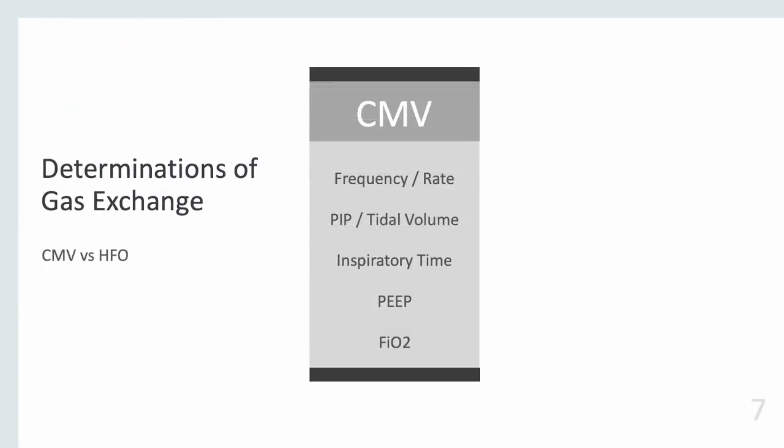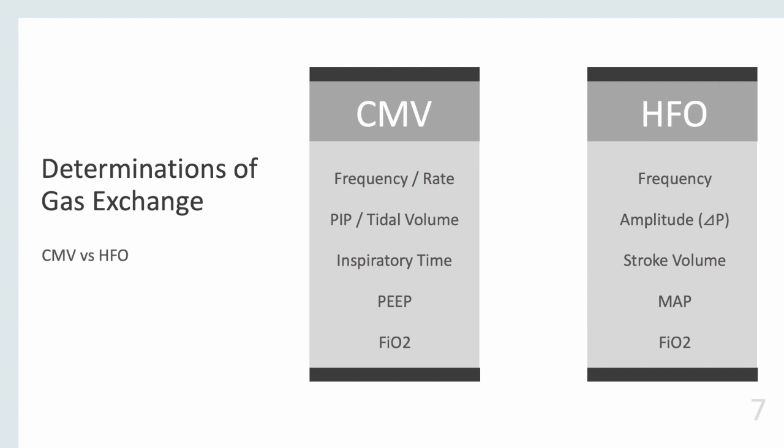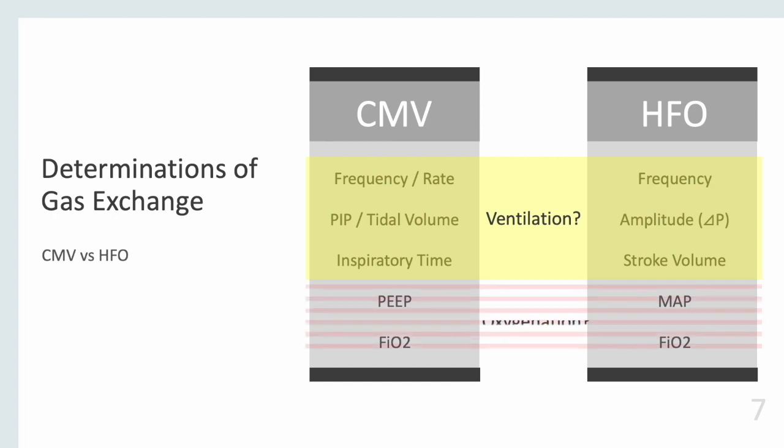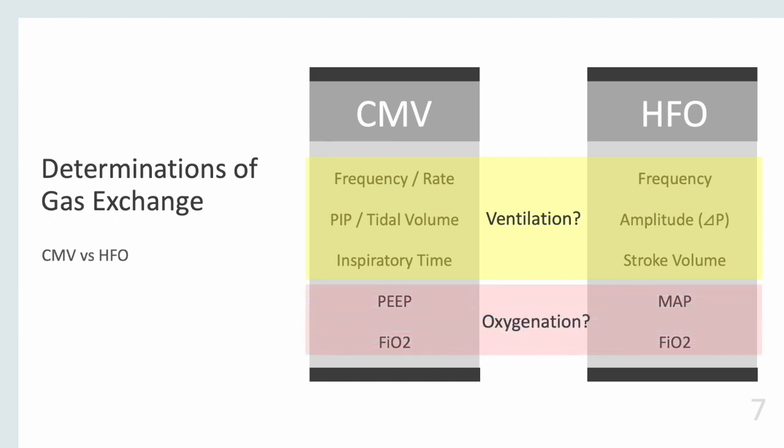As you know, in CMV, you set respiratory rate, PEEP, tidal volume, inspiratory time, and PIP. And HFO settings are frequency, amplitude or stroke volume, and MAP. Are these settings for ventilation purposes or to adjust oxygenation?